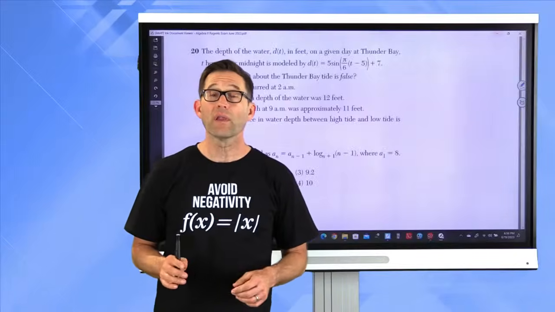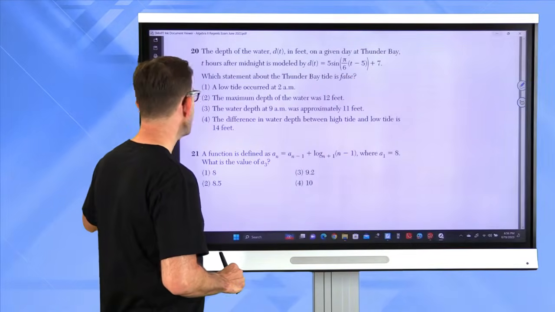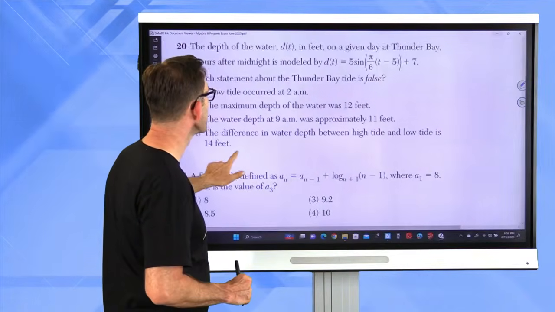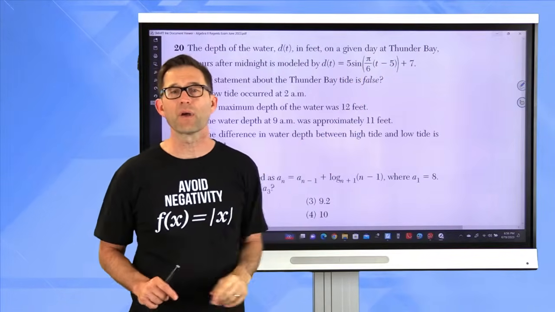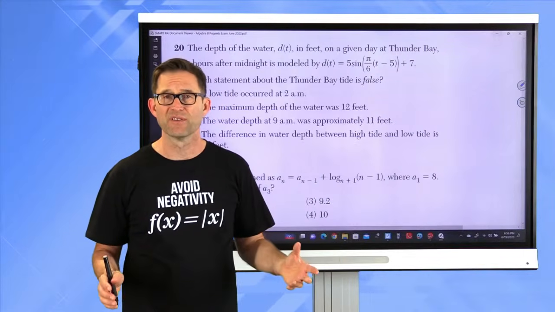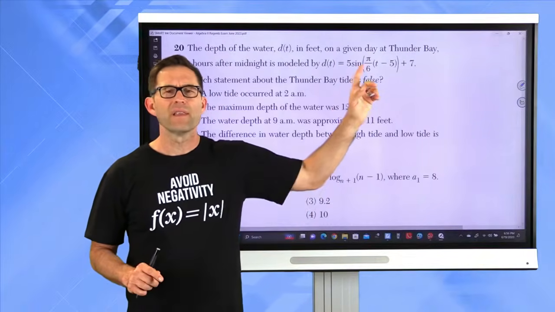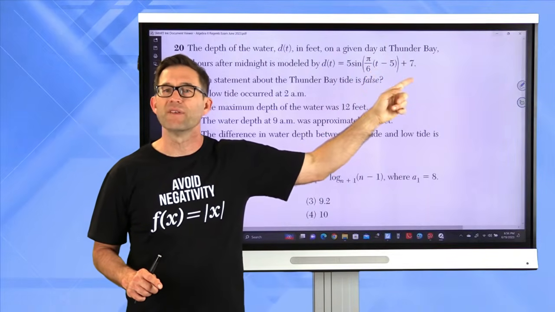All right, well, I'd like to talk about this model a little bit more now. So this is really kind of our first chance at looking at what's called a sinusoidal model, and these will come up a few times on this particular exam, so let me take a little bit of a moment to discuss it. And for the moment, let's not worry about the pi over 6 or the t minus 5. Let's just talk about the 5 and the 7, right?